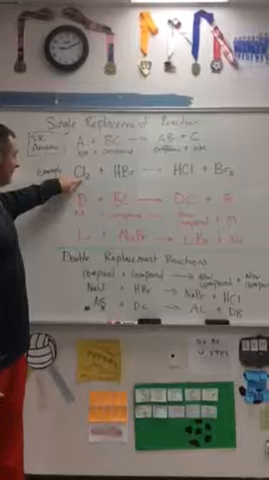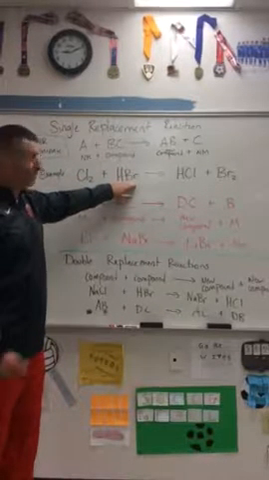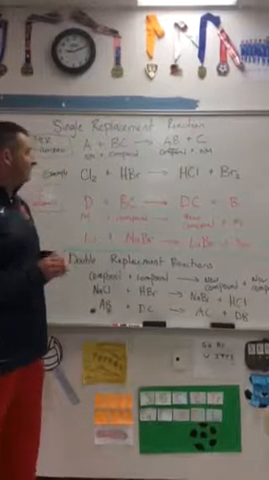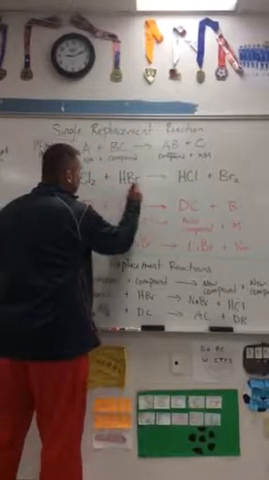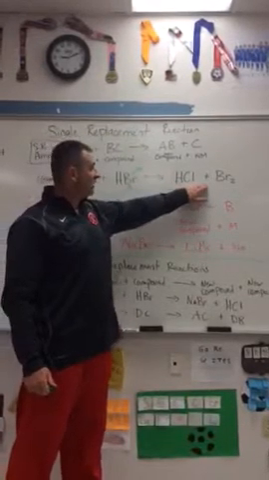So here's an example. If I have chlorine, which is a non-metal, plus HBr, which is a compound. Remember, two or more things make up a compound. A metal and a non-metal make up a compound. This chlorine is going to come in and kick out the Br and get with H, so it's HCl plus Br.